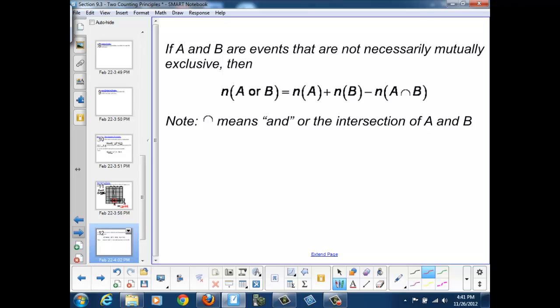So, to express that mathematically, we would say in an OR situation where the events are not necessarily mutually exclusive, we find the number of ways that things can occur, total, is the number of ways the first event can occur, plus the number of ways the second event can occur, minus the number of ways they both can occur. So that upside down U means and, or the intersection of A and B.